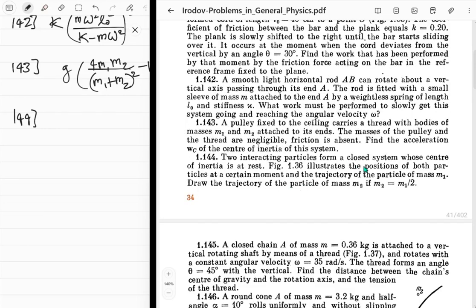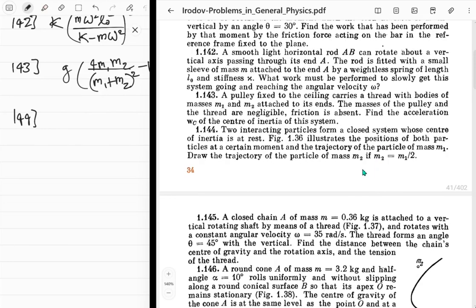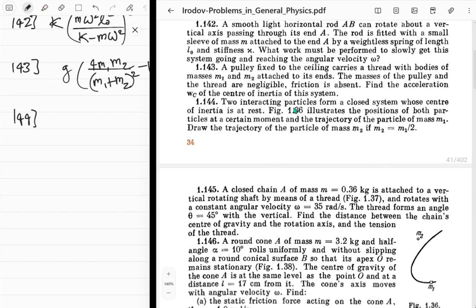Two interacting particles form a closed system. So figure 1.36, where is it? Okay. Two interacting particles form a closed system whose center of inertia is at rest. Figure 1.36 illustrates the position of both particles at a certain moment and the trajectory of the particle of mass m1. Okay, cool, something like that. And they are saying the center of mass is at rest. So the weighted average of these is at a constant point.